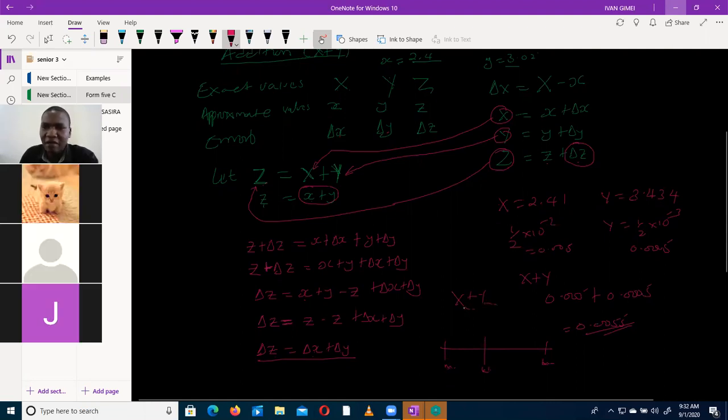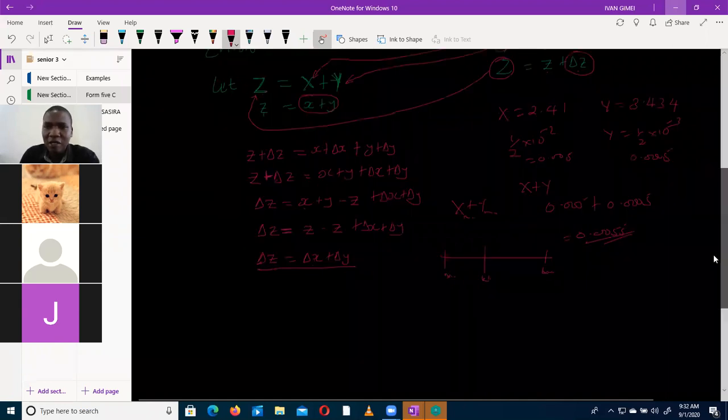If you want to find the minimum, it will be x min plus y min. Then the error will be the maximum value minus the minimum value, divided by 2. That's what we're looking at. But in this section, we're doing the same, only that we're deriving the expressions for the corresponding errors in addition, subtraction, division, and multiplication. So this is what we have.